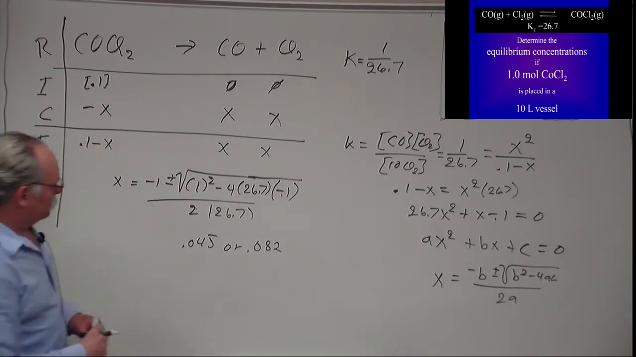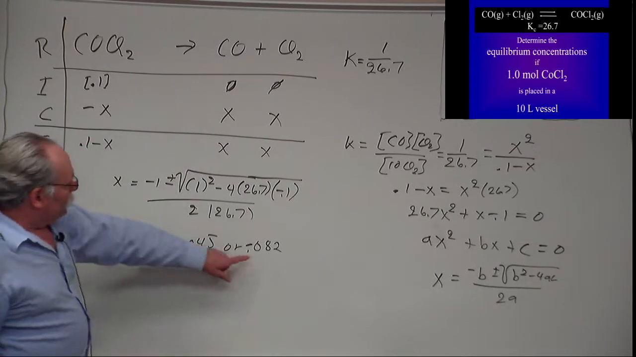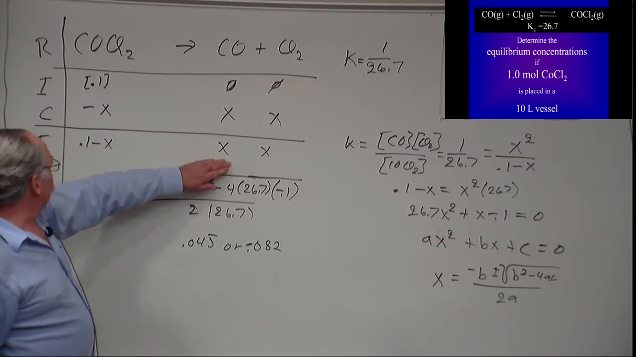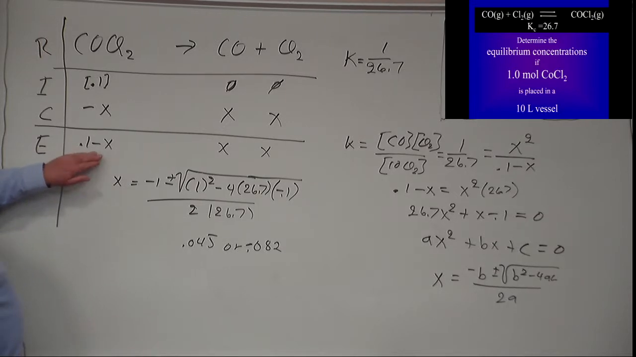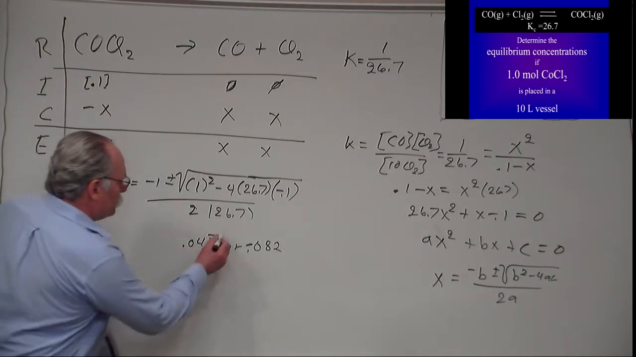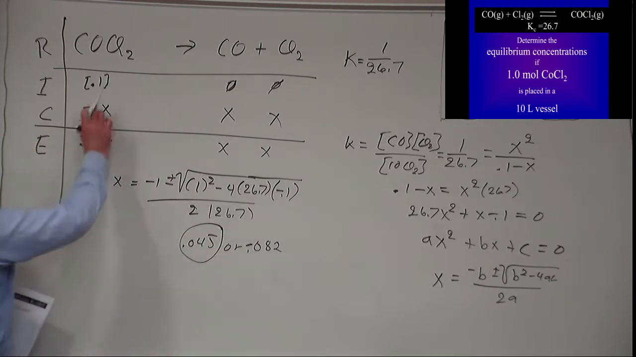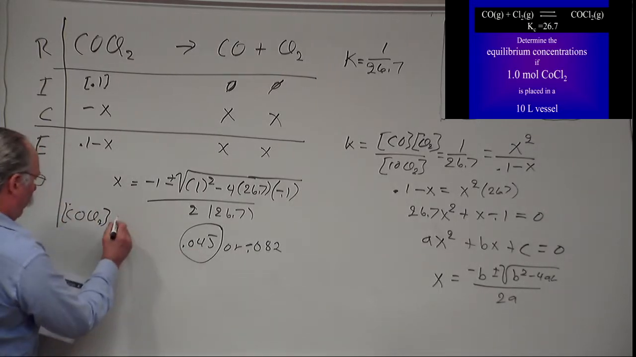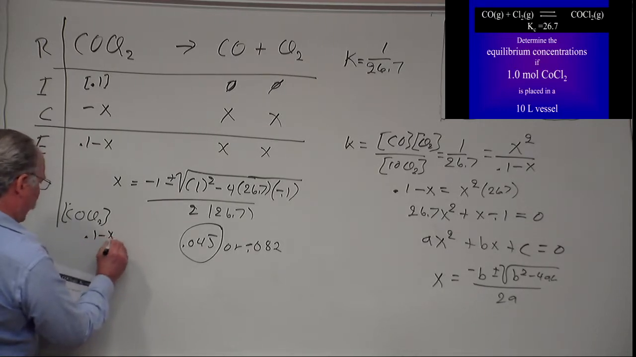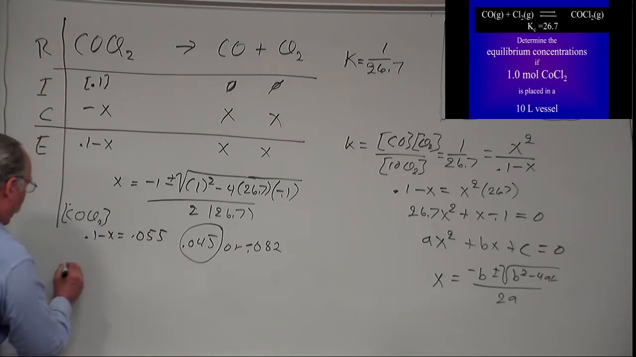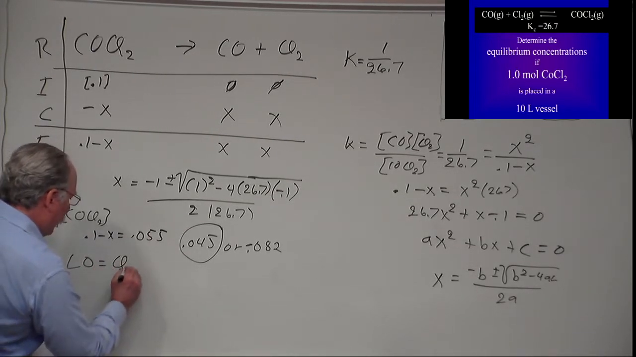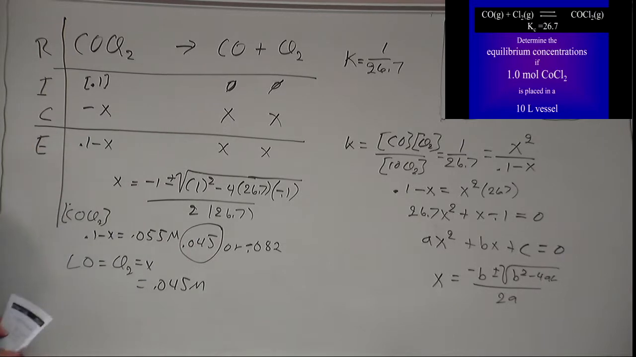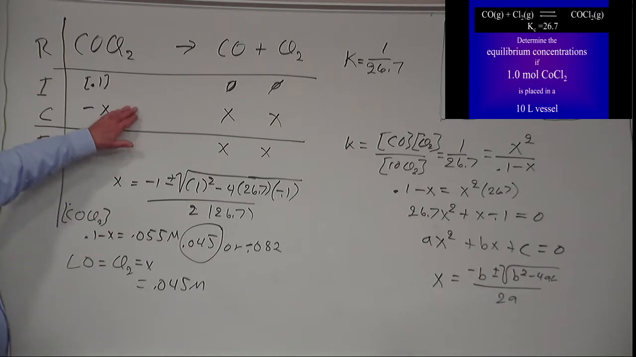Okay, now if I look here, this is a minus 0.082. If this was the solution, then I'd have a negative concentration at equilibrium, which is nonsense, and I would have had more than I started with of this, which is nonsense. So this is the logical solution. And so at equilibrium, my COCl2 is 0.1 minus x, which is 0.1 minus 0.045, which is 0.055, and the CO equals the Cl2, which equals x, which equals 0.045 molar, and that's molar.